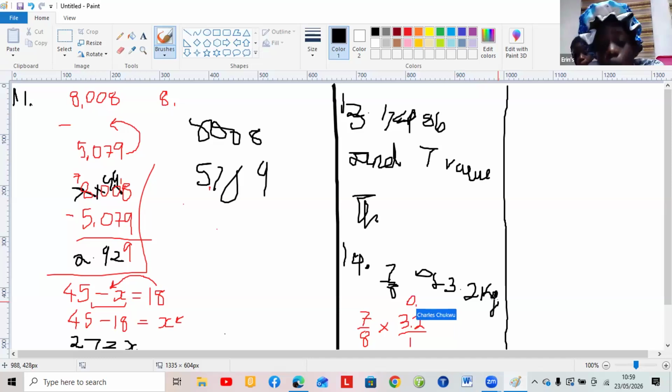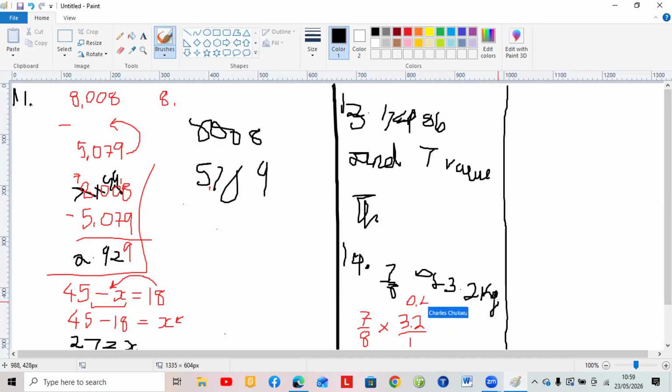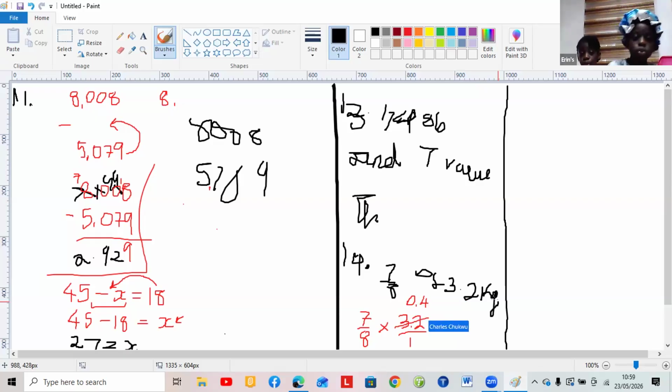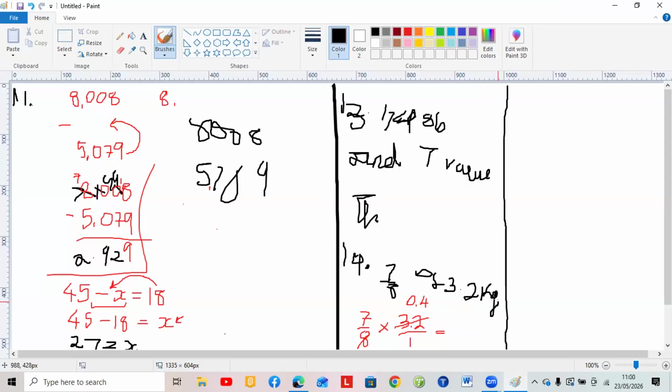So what's next? 7 times 0.4. Favor, do you agree with that? So we do 7 times 4 is 28, so the answer is 0.28. That's where you failed it. Correct yourself quickly. You're still saying the same thing, and I said you're not correct. When somebody says you're not correct, you're supposed to rethink your answer.